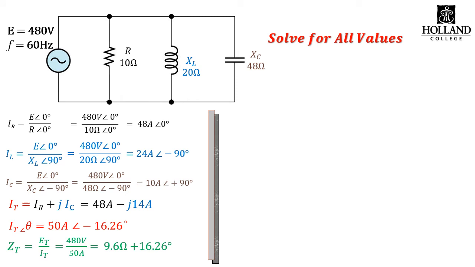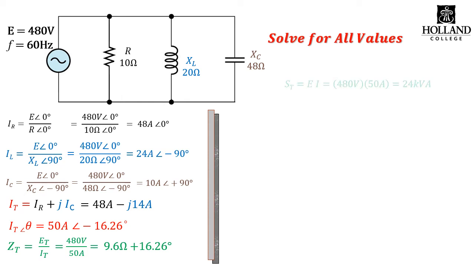Once we have our IT, it's very easy to calculate our ZT, which in this case works out to be 9.6 ohms at 16.26 degrees. Again, you can do the reciprocal sum if you wish, but don't forget, it's a reciprocal vector sum. It's just easier to take ZT as ET over IT.